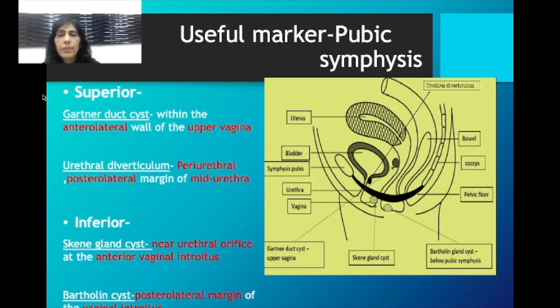So we talked about four lesions: Gartner duct cyst, urethral diverticulum, Skene gland cyst, and Bartholin cyst. And we take the landmark of the pubic symphysis. If cystic lesions are superior to the pubic symphysis, that could be Gartner duct cysts or urethral diverticulum. If inferior, Skene gland cysts or Bartholin cysts. Bartholin cysts would be posterior, Skene gland cysts would be anterior. Gartner's duct cyst would also be anterior, but what is the difference? It would be above the pubic symphysis. And urethral diverticulum would be periurethral and will have communication with the urethra.